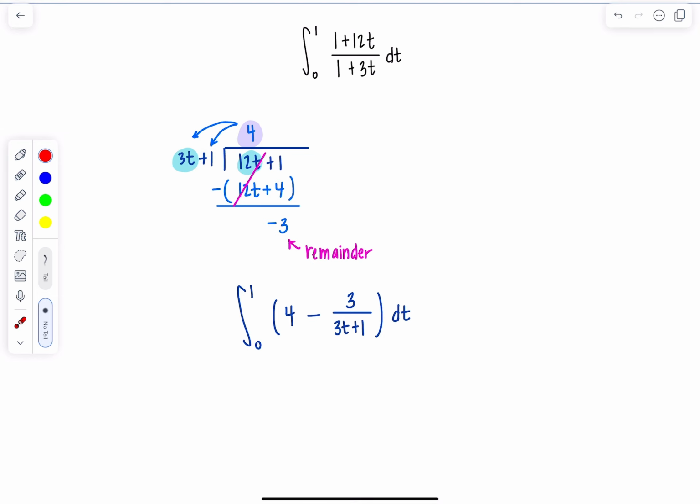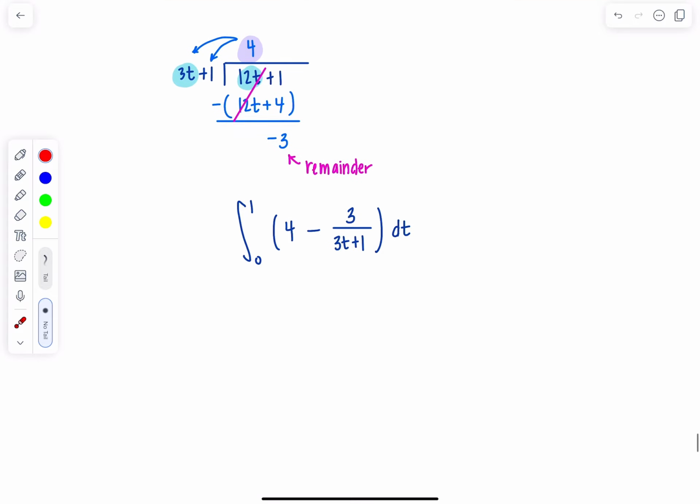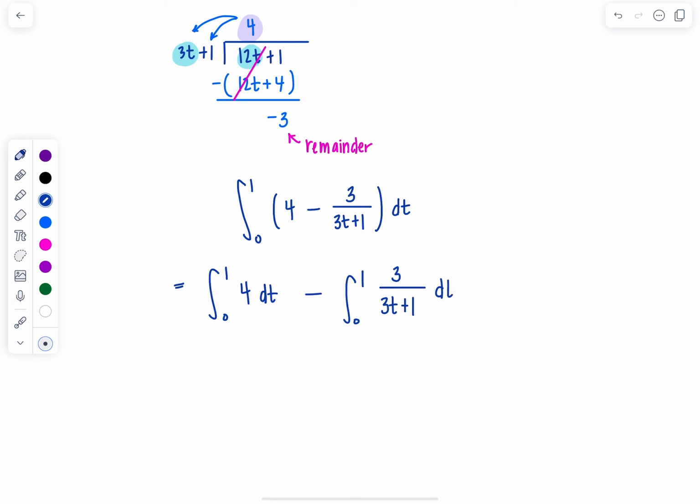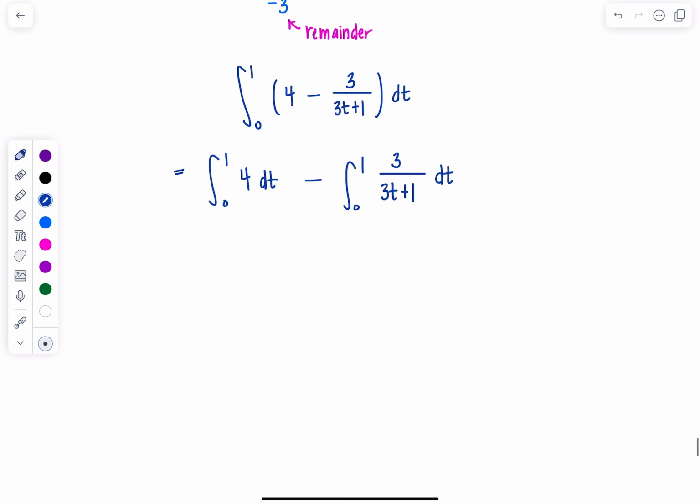Now how to integrate from here. So when I did this problem the first time around, I didn't do a u substitution for this term. I just mentally handled it. But if you're not quite there yet, I'll walk you through the steps, okay? This 4 doesn't need a u sub, so I'm just going to actually split up the integral into 2 parts right now, and I'll write this as integral 0 to 1 of 4 dt minus integral 0 to 1 of 3 over 3t plus 1 dt.